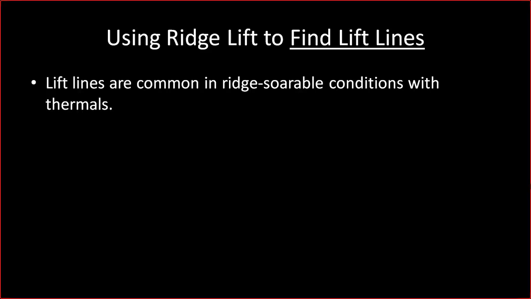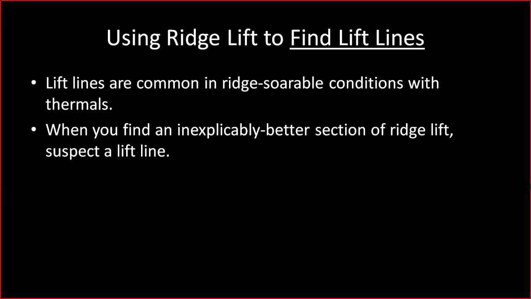And in ridge soarable conditions, 10 knot or more winds, lift lines, these parallel to the wind thermal lift lines like cloud streets. Cloud streets are really strong examples of lift lines, but there are lift lines on plenty of days when there are not cloud streets or even clouds. But in ridge soarable conditions with some thermals, you can expect there to be lift lines. So troll the ridge looking for them.